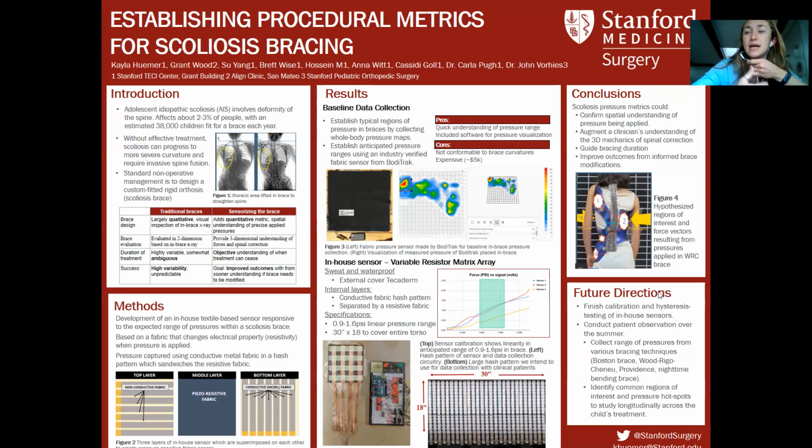So future directions, after we finish the calibration and hysteresis testing of our in-house sensors, we'll be doing some patient observation this summer. We'll be collecting the range of pressures from various different bracing techniques, the Boston brace, Rigaud-Chanel, Providence nighttime bending brace, and then identify common regions of interest and pressure hotspots that we would want to study longitudinally across the child's treatment.